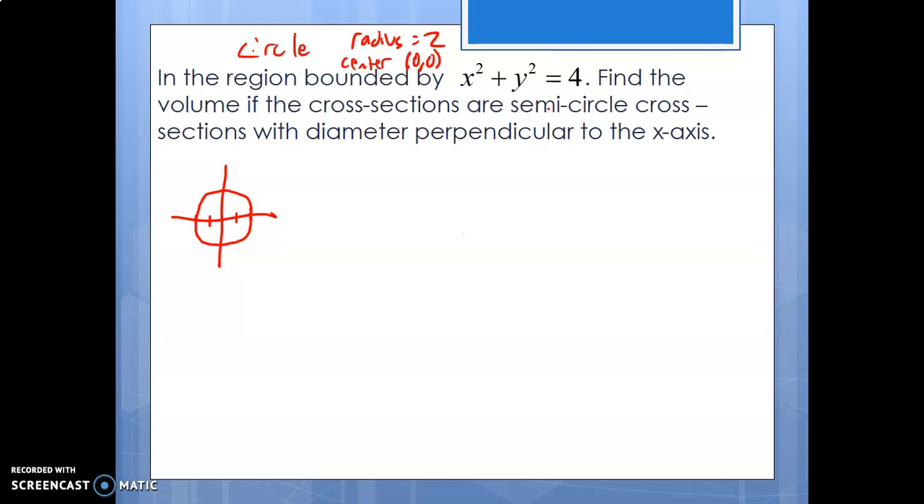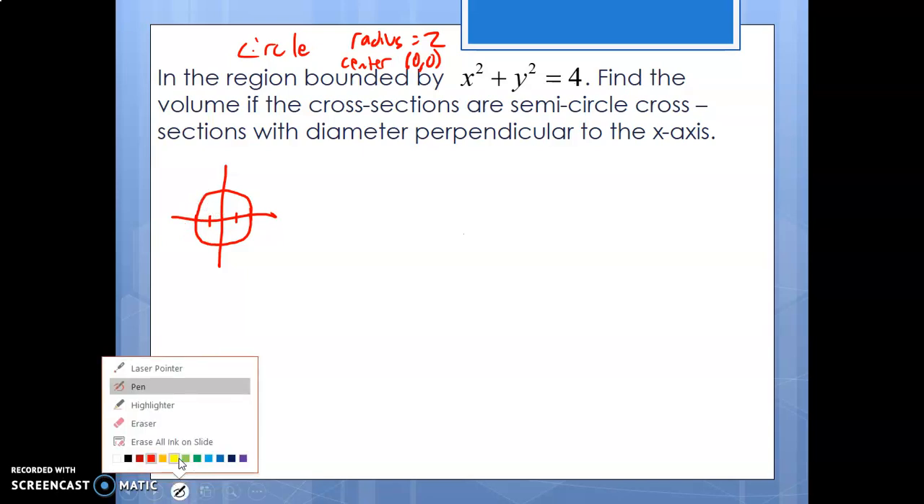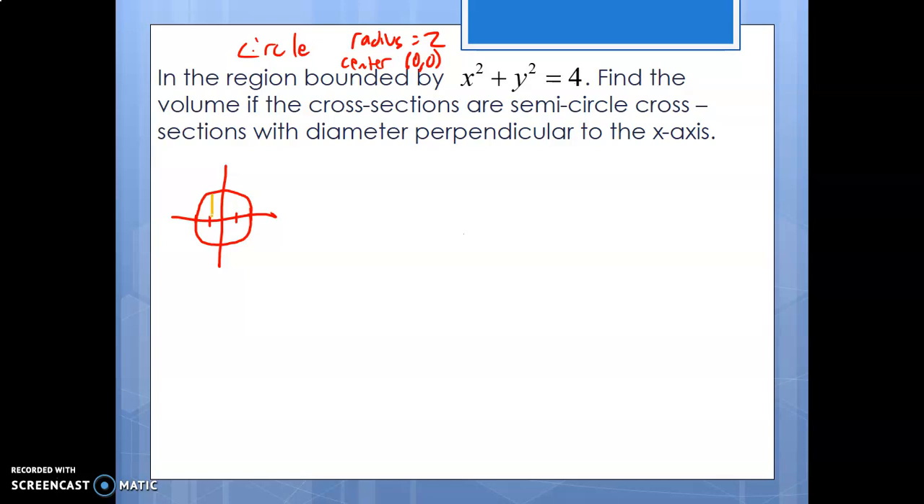At each point, we're going to have semicircles coming out of this region. So this is going to be the diameter of a semicircle. Let me actually try to draw that with a different color, see if it makes it a little bit easier. So we've got a semicircle, another semicircle, another semicircle, another semicircle. So we've got semicircles coming out of the page. So we need a formula.